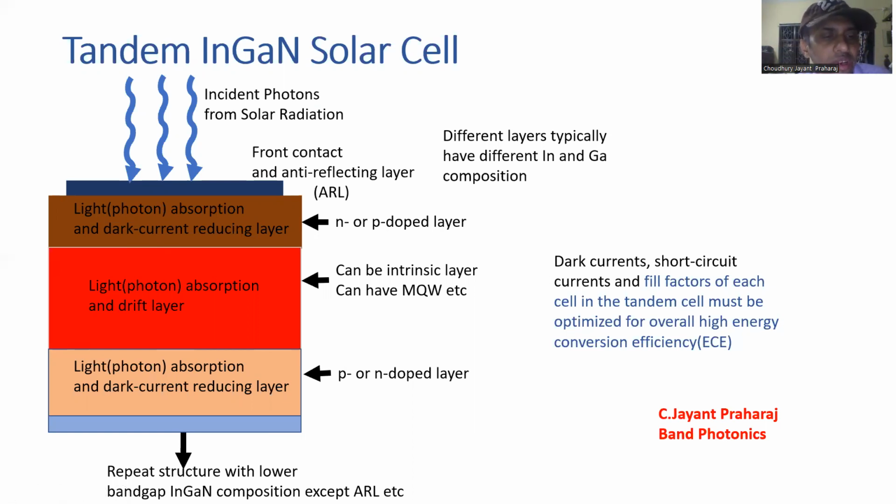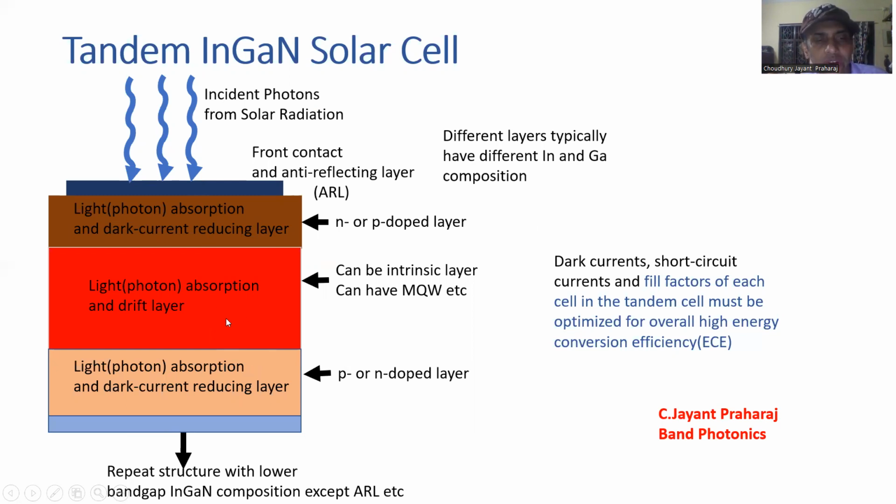We have the light photon absorption layer and the dark current reducing layers, and then the front reflective contacts, etc. But then we repeat these structures with a lower band gap of indium gallium nitride and then an even lower band gap of indium gallium nitride. So we have high band gap and then low band gap of indium gallium nitride in the sequence from the direction from which the solar photons are incident. And when we repeat these structures, these different layers, of course, typically have different indium and gallium composition. Now, this is each subcell.